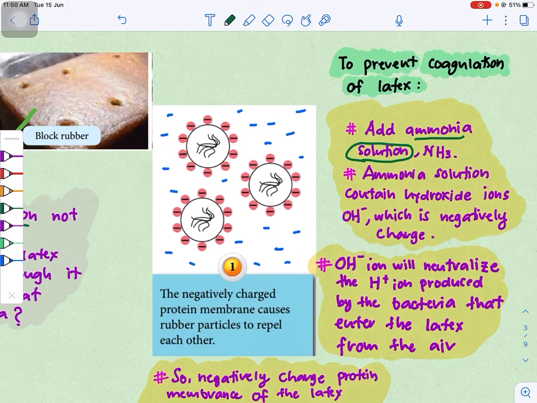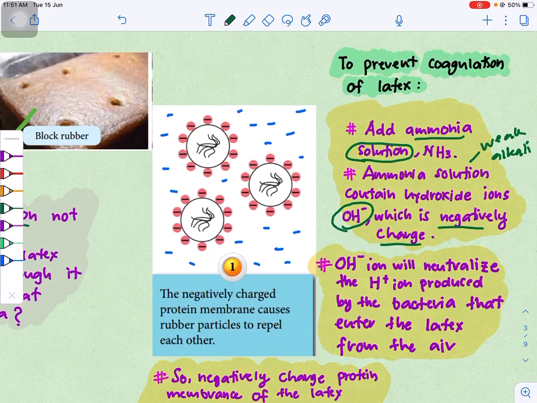Recall in the previous topic, ammonia solution is a weak alkali. Actually you can use any alkali, even strong alkali, tapi weak pun dah jadi, pakai weak je lah. Okay, weak alkali. And what is the most important thing is it contains hydroxide ion. Apa yang ada pada hydroxide ion? Hydroxide ion contains negative charge. So we add on more negative ions in the rubber particles.